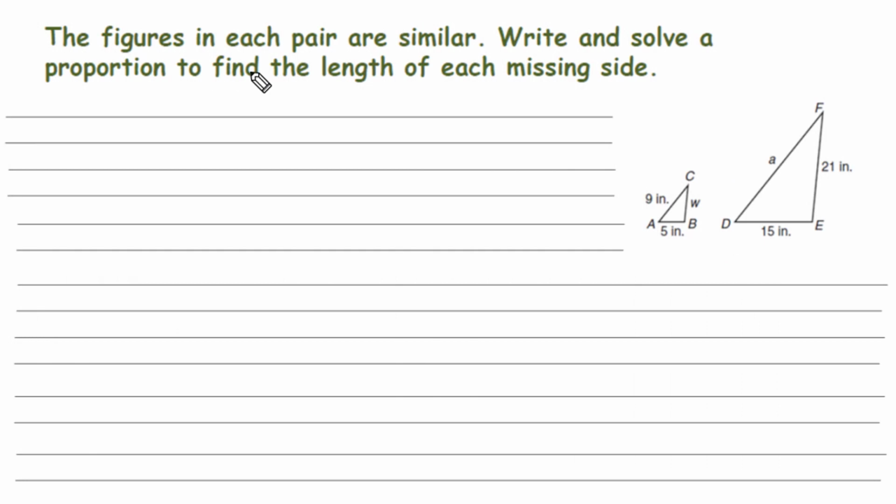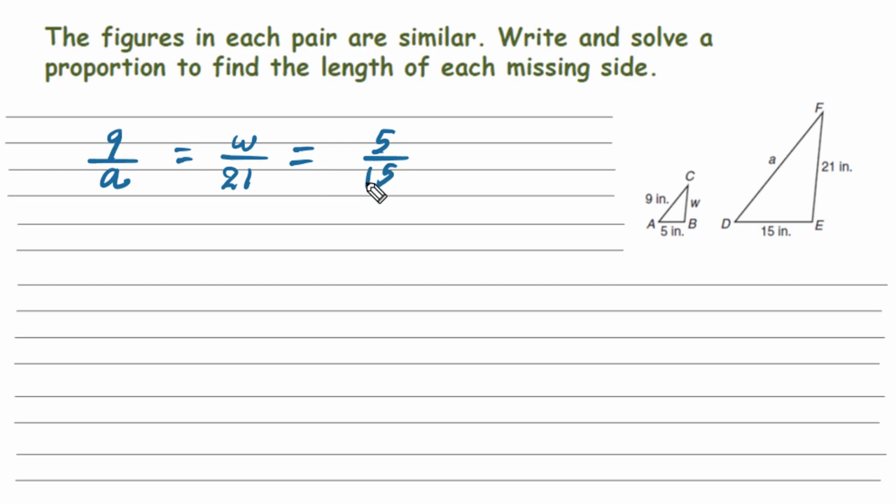Next example, the figures in each pair are similar. We have two similar figures. Write and solve a proportion to find the length of each missing side. The missing side is w. The missing side is a. Now we can write the proportion directly. 9 and a, two corresponding sides. So we can write 9 over a is equal to w over 21. w over 21 is equal to 5 over 15.